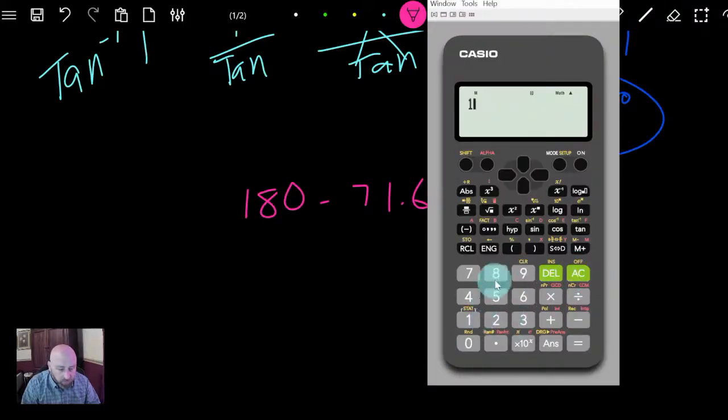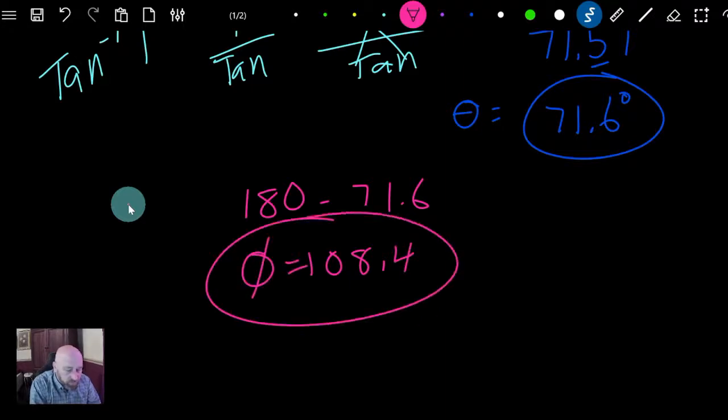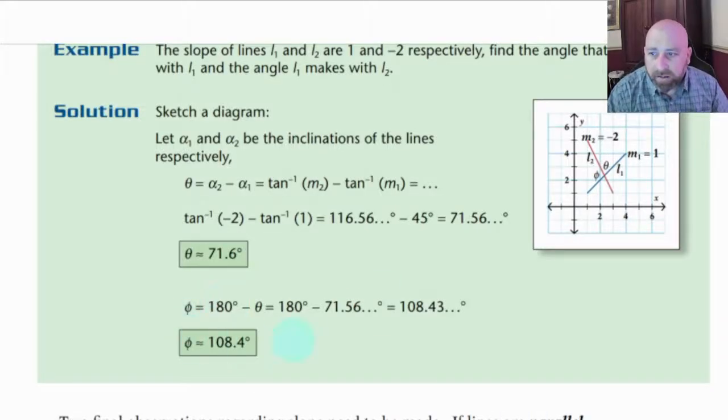So 180 minus 71.6 is going to give us 108.4 would be the correct answer. 108.4, and that's for our phi equals 108.4. All right, and there it is in the book. Hopefully you were following along.